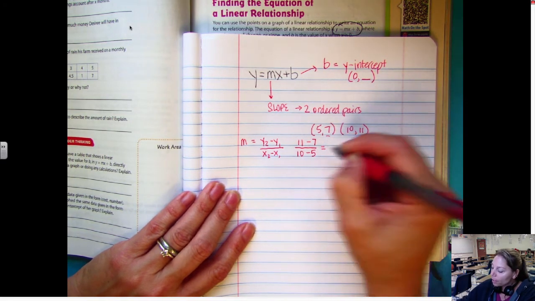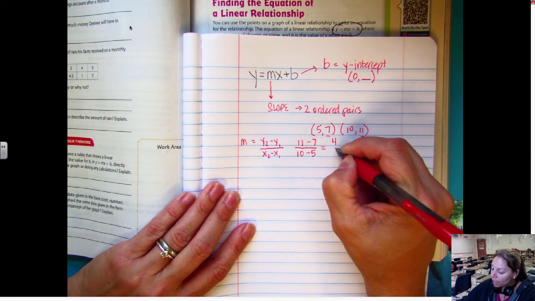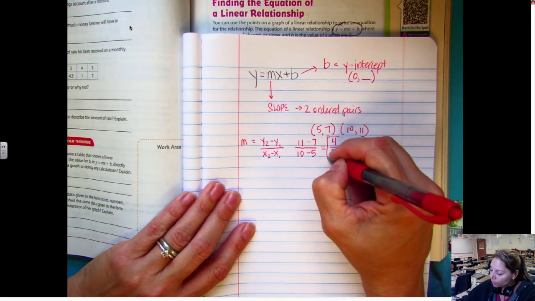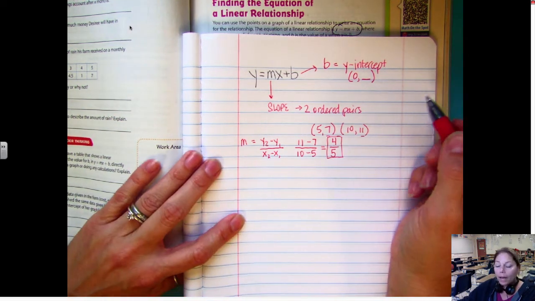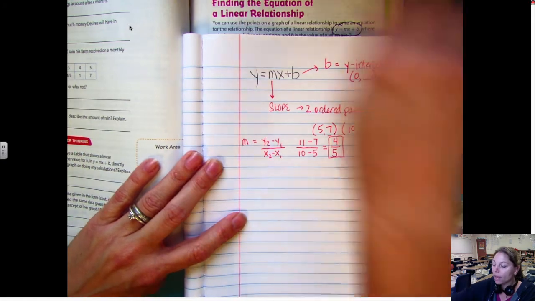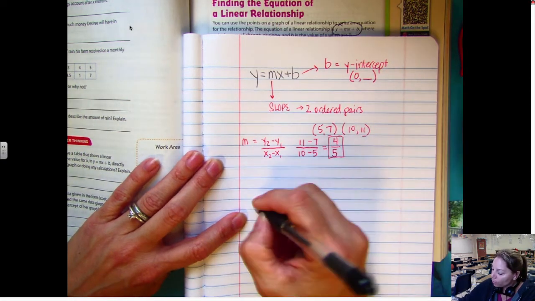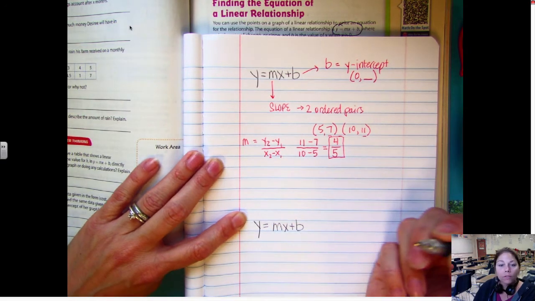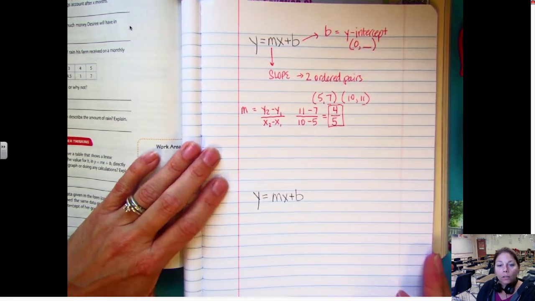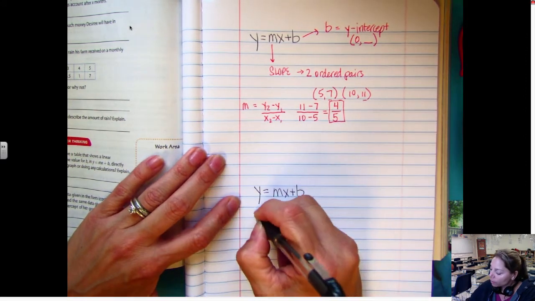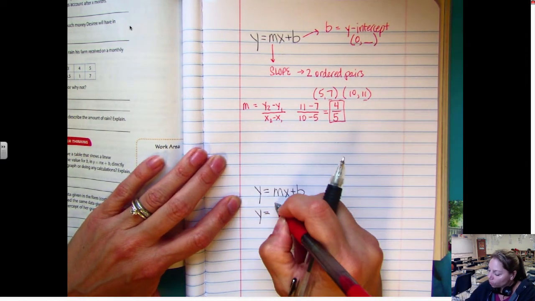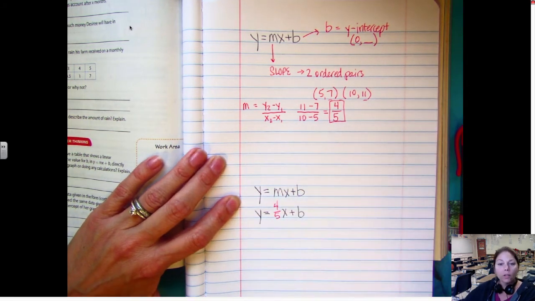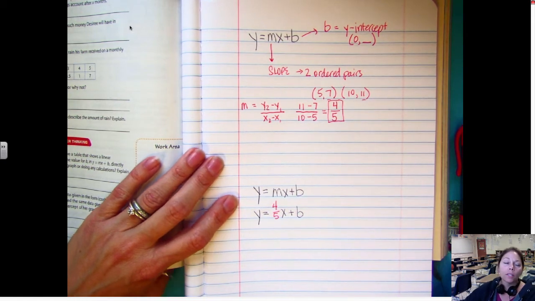Because I put 11 in front, I need to put 10 in front as well. And 11 minus 7 is 4, and 10 minus 5 is 5. So that tells me that my slope is 4/5. Okay, so now looking back at our original equation where I was asked to write it in the form of y equals mx plus b, I already can fill in my m. I know that the m is 4/5, so I get y equals 4/5 x plus b.